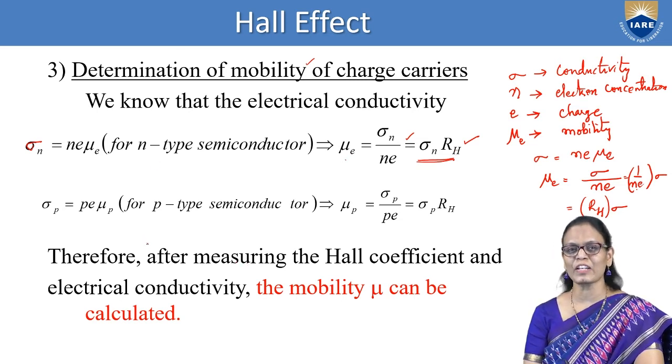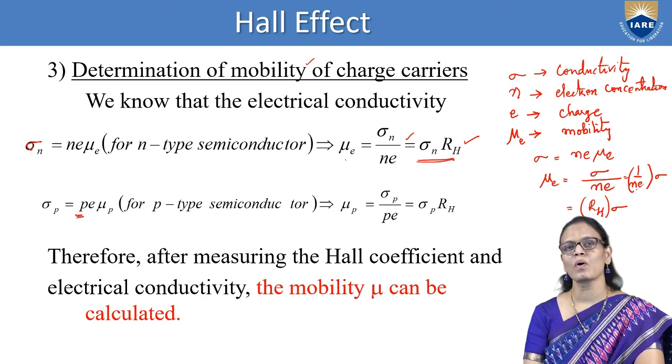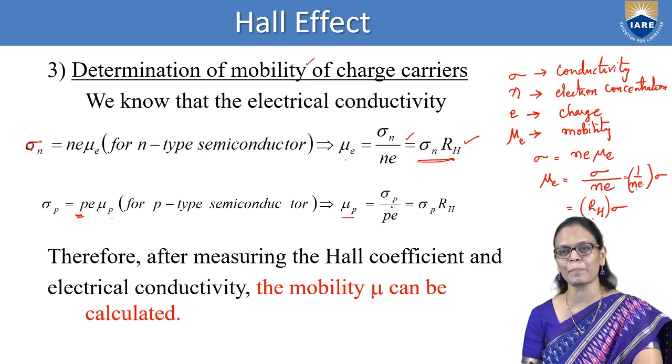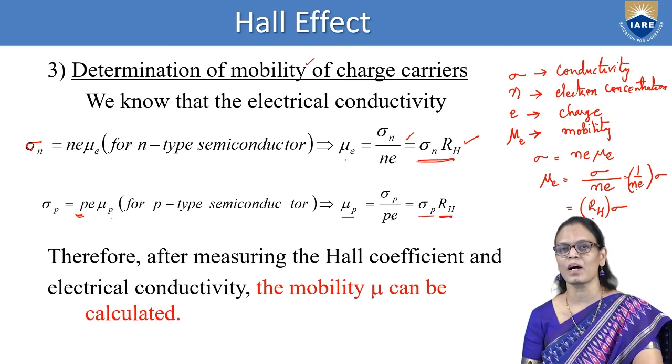And the same will apply for p-type also. The conductivity in p-type, sigma p, will be pe into mu p. Here p is the concentration of holes, because holes are the majority carriers in p-type. So from this we write mu p is equal to sigma p upon pe, and 1 by pe is nothing but RH. So we have sigma p into RH.